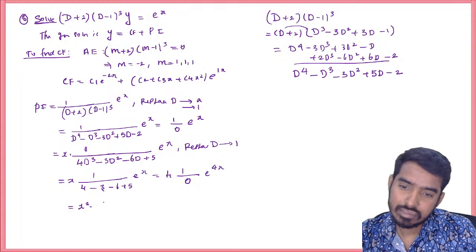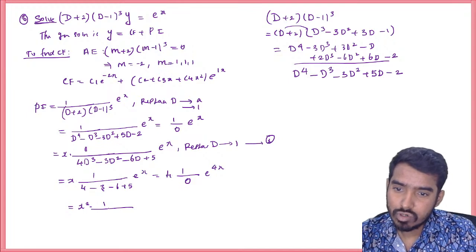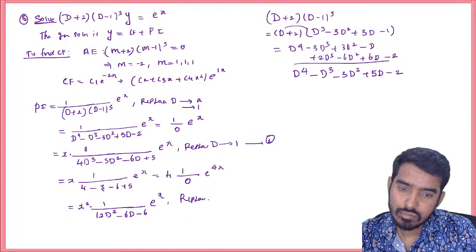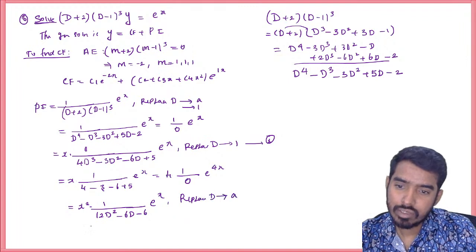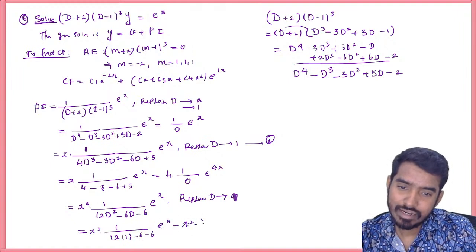So multiply x once again and differentiate this, right? Because this is f dash of D. So differentiate once again: 12D square minus 6D minus 6 e power x. Replace D with a, that is D equal to 1. So this will be x square into (1 divided by 12 into 1 minus 6 minus 6) e power x. Again it is 0, right? Because 12 minus 12 is 0, e power x.